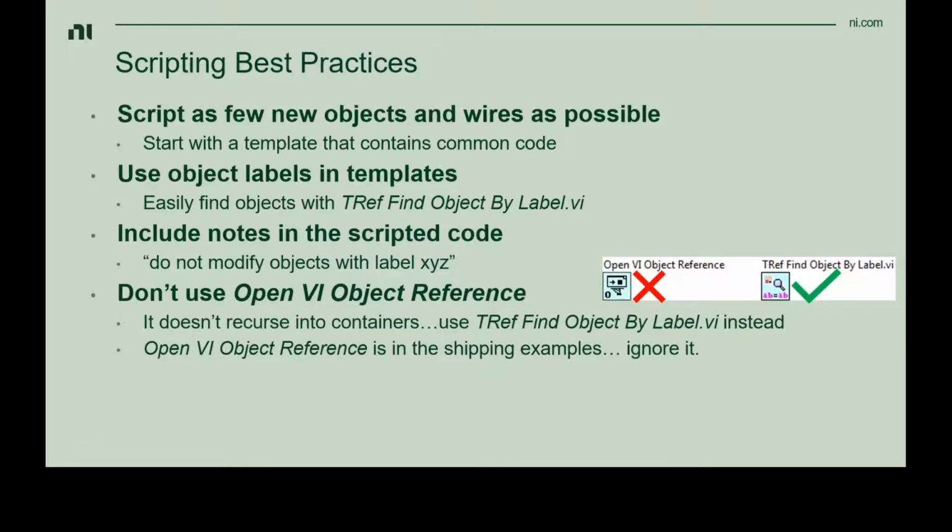Another tip, do not use the OpenVI object reference function. This function is garbage. People think that they can use this function to find any node on a block diagram by its name. And that's not true because this function does not recurse into nested objects. So if you have an add function called add, and it's sitting inside of a case structure, and you tell OpenVI object reference, hey, give me a reference to the object called add, it's not going to find it because the add is sitting inside of a case structure. What you want to use instead, again, is tref find object by label, that hidden gem that actually does work for finding things by their label.